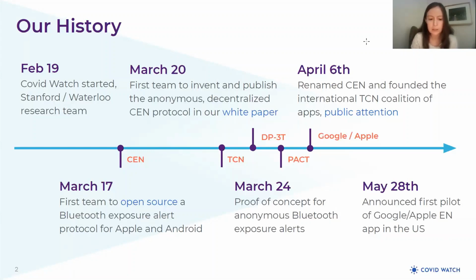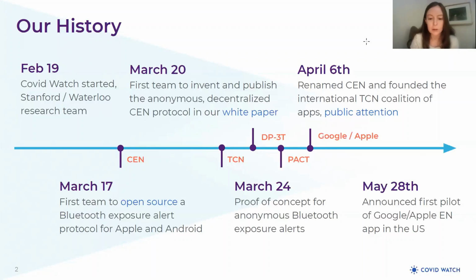On March 17th, we were the first team in the world to open source this technology. At the time, it was called the CEN protocol, which stood for contact event number. So instead of tracing who is interacting, we were calling them contact events, because you're only exchanging numbers when an event has occurred where two phones have been in proximity. So there's no identifying information exchanged. On March 20th, we published a white paper online on this and developed our CEN protocol.